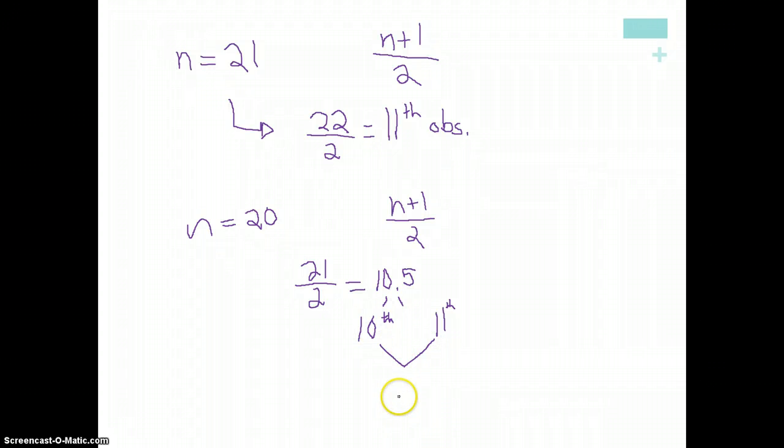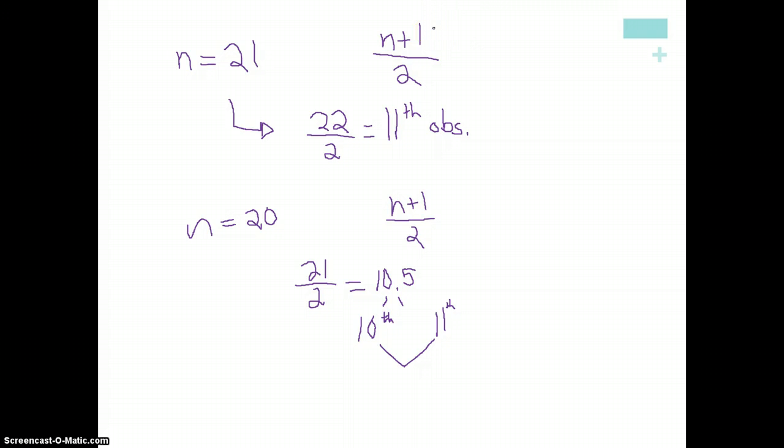So if the 10th and the 11th observation are the same value, that's very easy. It'll just be whatever that value is. But if they're different values, we'll calculate an average of those values. So what can happen is you'll have a median that's actually not even a value of our distribution, but that's okay. It's still a representation of center.